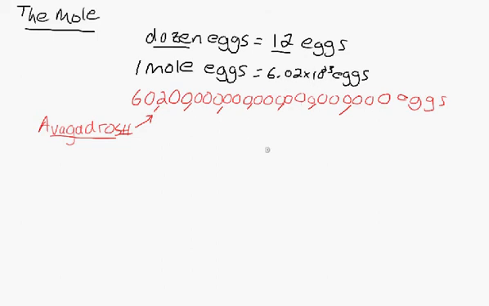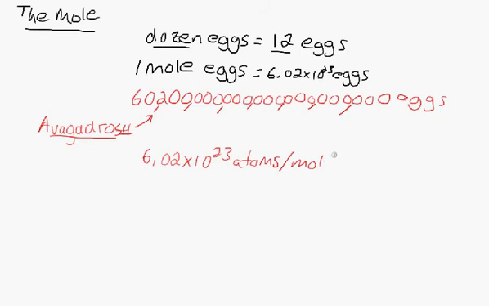And so this number is just a convenient number. And so it doesn't have to be eggs. It could be anything. It might be atoms, for example. And that's what he discovered, is that there was 6.02 times 10 to the power of 23 atoms, and that's per mole, basically, okay?